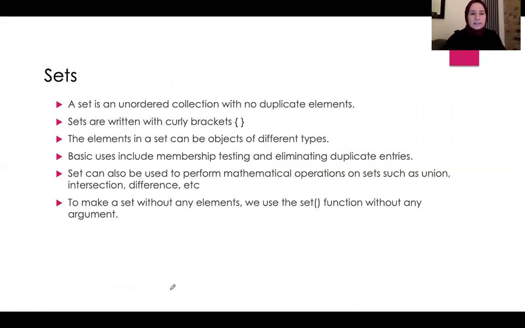So yes, another data type in Python is sets. A set is an unordered collection with no duplicate elements. This is one of the distinct characteristics of sets: there are no duplicated elements in the sets. And sets are written with curly brackets, so to define a set, we use curly brackets. The elements in a set can be objects of different types. It can be strings, integers or floats, so different data types can be elements of a set.